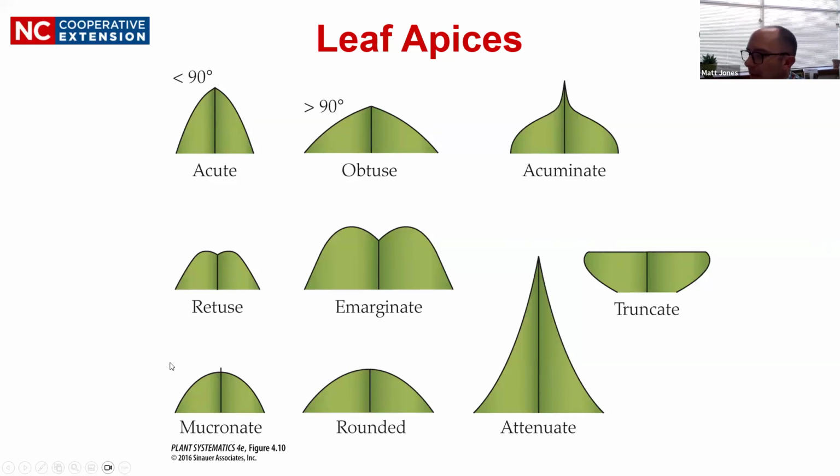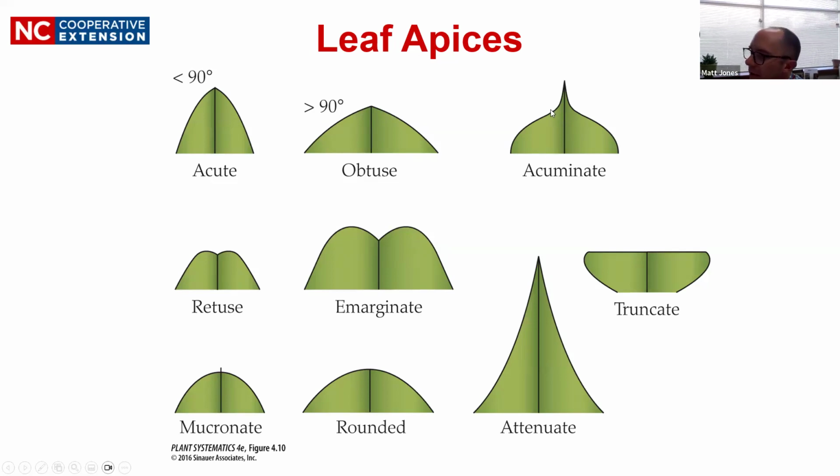These others may be a bit more confusing. So retuse means it's slightly notched. Emarginate means it's dramatically notched and might even look like the shape of, yeah, your body part of choice, I guess. But we see two dramatic, not lobes, but two protrusions at the tip. Very deep cleft, in other words.